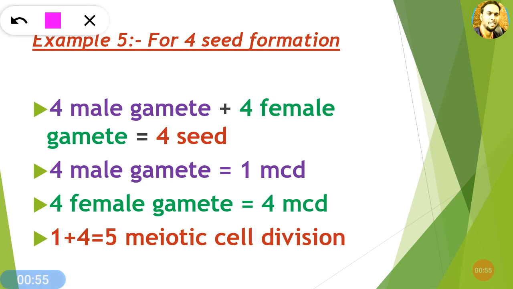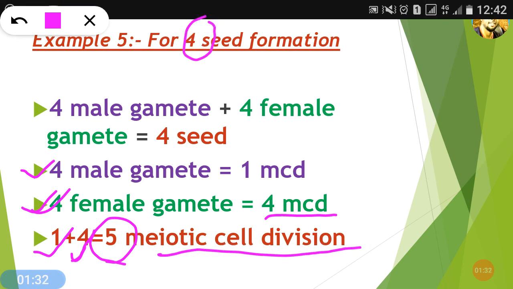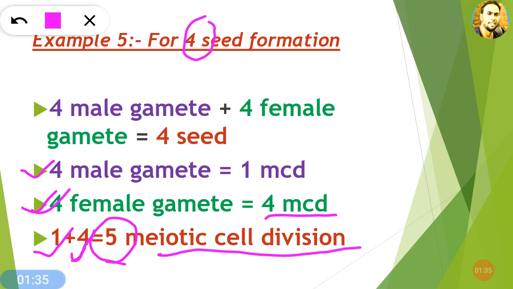And for the 4 female gametes, the number of female gametes is equal to the number of meiotic cell divisions, so that's why 4 is here. So for the formation of the 4 seeds, the number of meiotic cell divisions needed is 1 for the 4 male gametes and 4 for the 4 female gametes. That's why 1 plus 4 is equal to 5 meiotic cell divisions are needed for the formation of these 4 seeds. I hope you have understood it. Thank you very much.